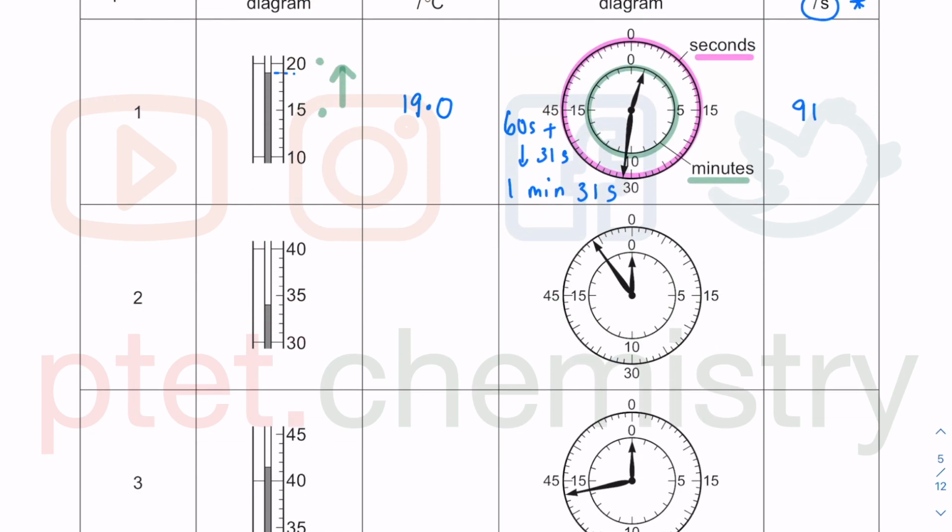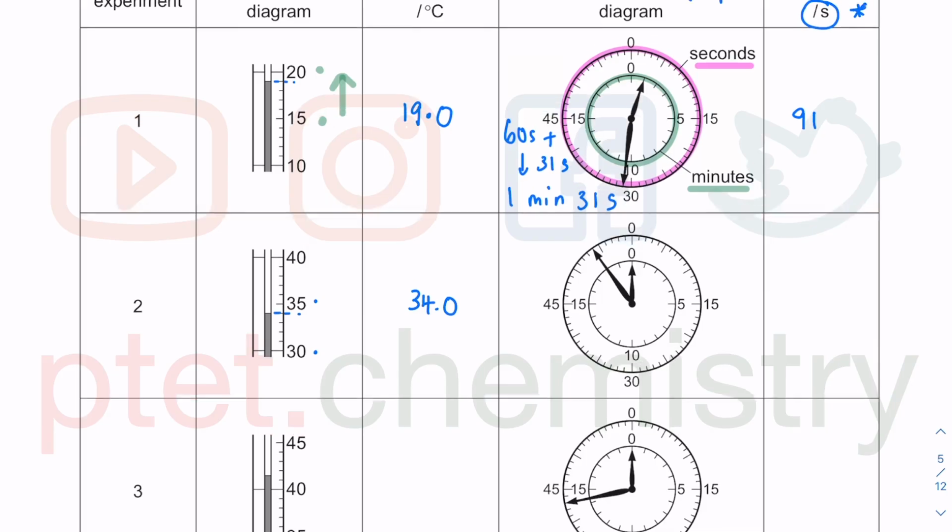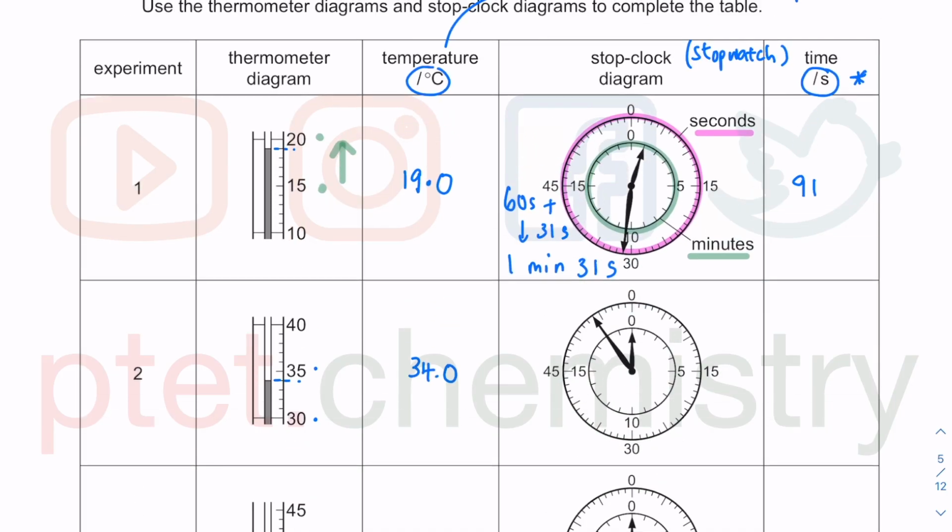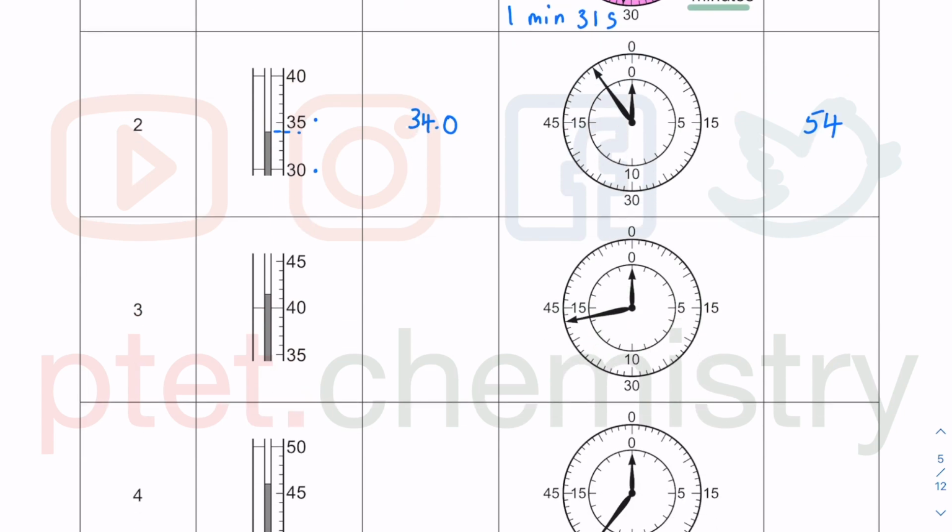Now the next one, in terms of temperature, 30 there, 35 there, so this must be 34.0 degrees Celsius. The unit was already given in the question, that's why when we label our table, we have to know how to label them with the units in the header. Okay, so here what do we have? We have 0 minute, and the long hand for the seconds: 45, 50, 51, 52, 53, 54 seconds there. The next one, the thermometer reads somewhere in between, so you need to be careful about this. We have 40, 45, so there's 41 and 42. This is in between 41 and 42, so this is 41.5 degrees Celsius.